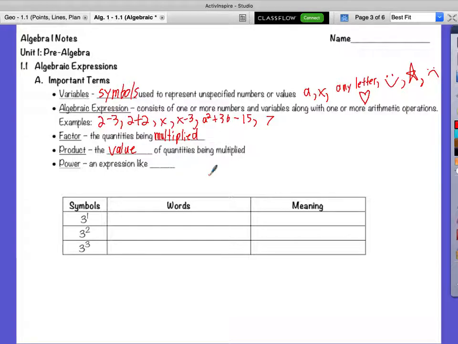Power. An example of a power is an expression like x squared. What here is the power? The square, right? That 2, okay? So that's the power there. I'm going to draw a little arrow to that so that way we know, hey, that's our power that we're talking about. It's not the x.